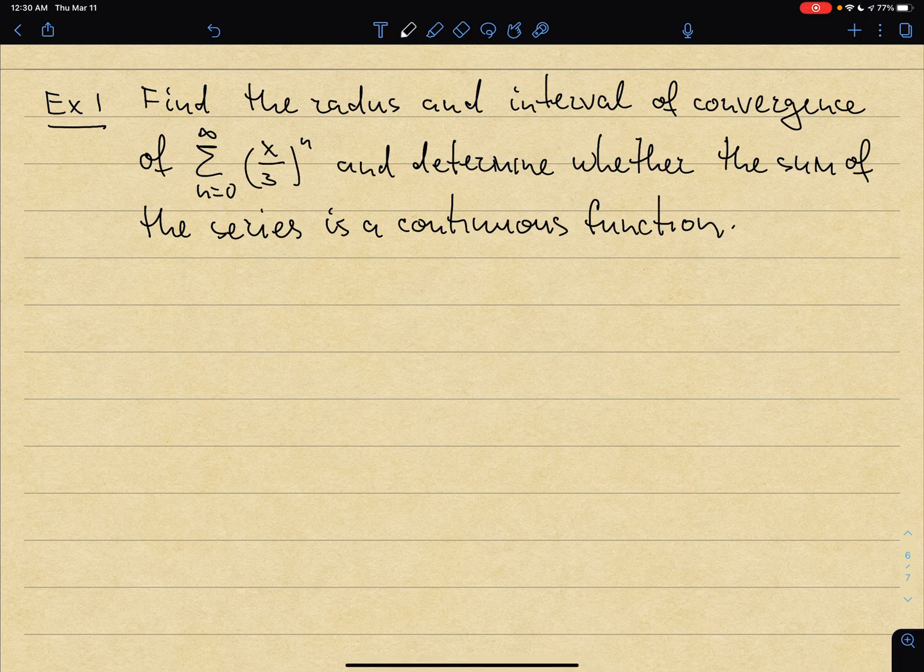So let's see what we can do here. First of all, to find the radius and interval of convergence, we have already done that a few sections back. What you need to do is to use either the ratio or the root test. So in this case, probably the root test is going to be easier, right? Because this power series has a form of something to the power n. So use a root test.